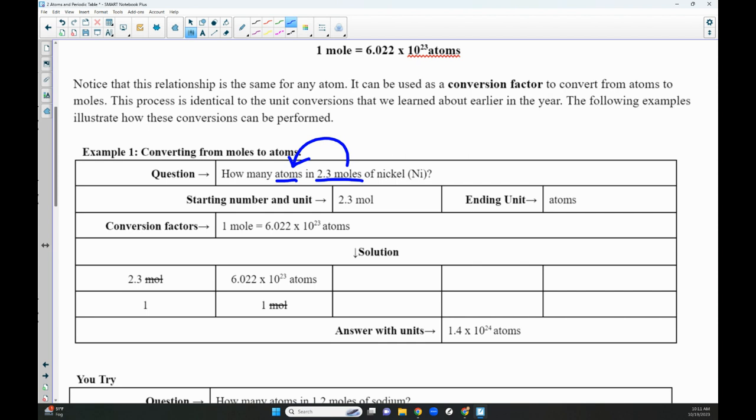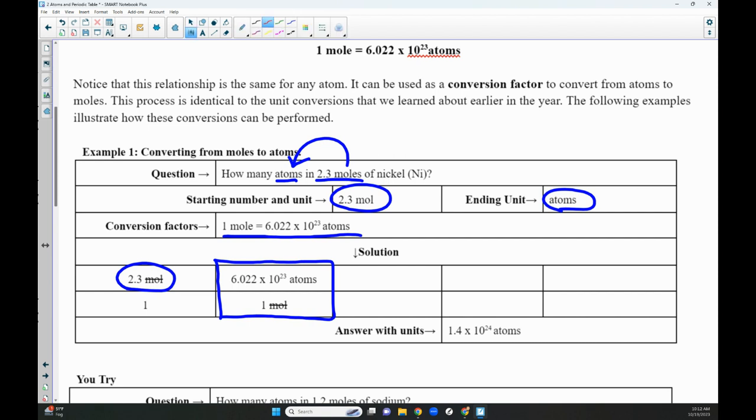So we're going to put that into our starting number and unit. 2.3 moles is what we're starting with, and we're trying to figure out how many atoms that is. The relationship we're going to use, also known as the conversion factor, is always going to be the same for any element, and that relationship is 1 mole is equal to 6.022 times 10 to the 23rd atoms. And you can see that right here. And we're going to plug that in down in our train tracks, as we always do with conversion factors. And we're going to use it to convert from moles into atoms.